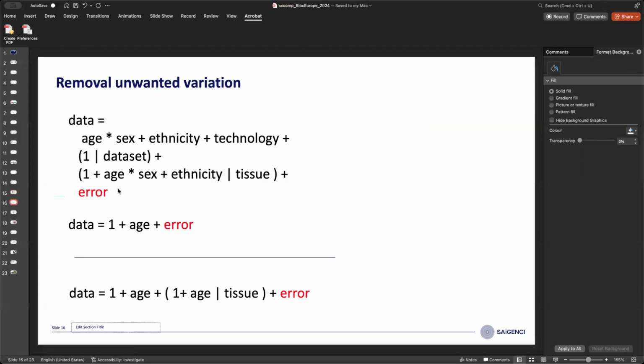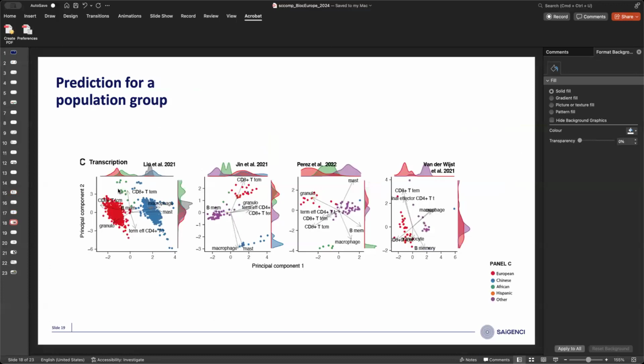For our visualization, especially if you have very complex data, removal, okay, almost done. Let's see, what should I prioritize?